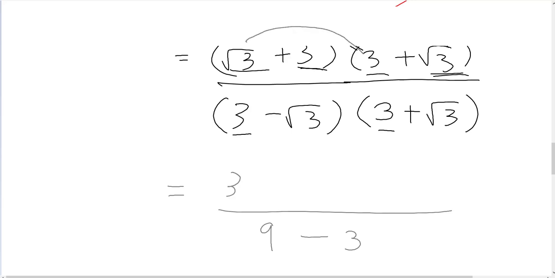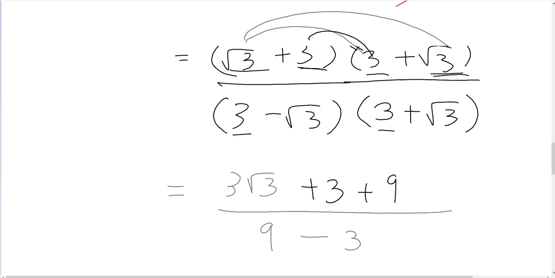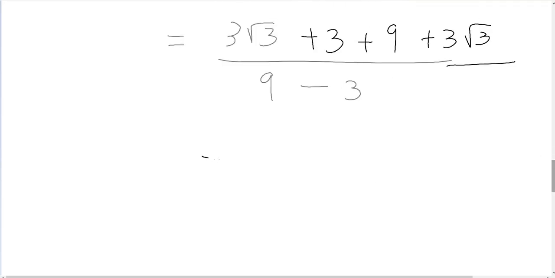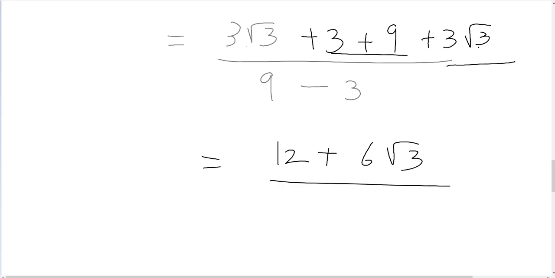So 3 square root of 3. Square root of 3 times square root of 3, which is 3. 3 times 3 is 9. And 3 times square root of 3 is 3 square root of 3. And now you can add 3 and 9, which is 12. 3 square root of 3 plus 3 square root of 3 is 6 square root of 3. And the denominator 9 minus 3, which is 6.